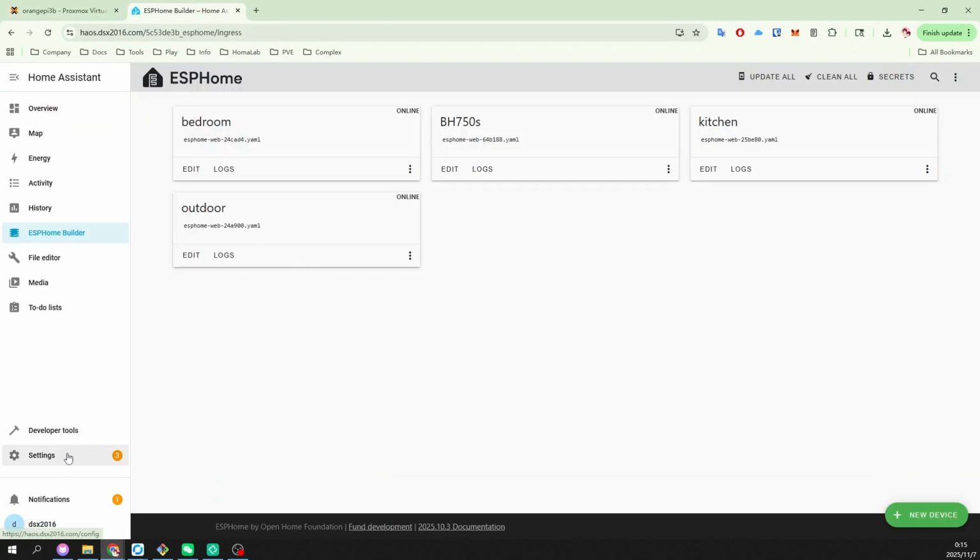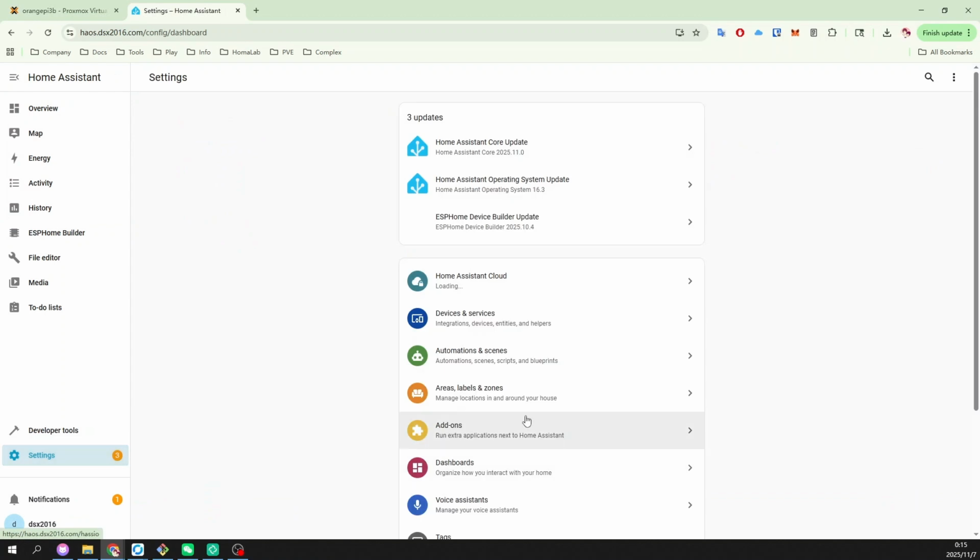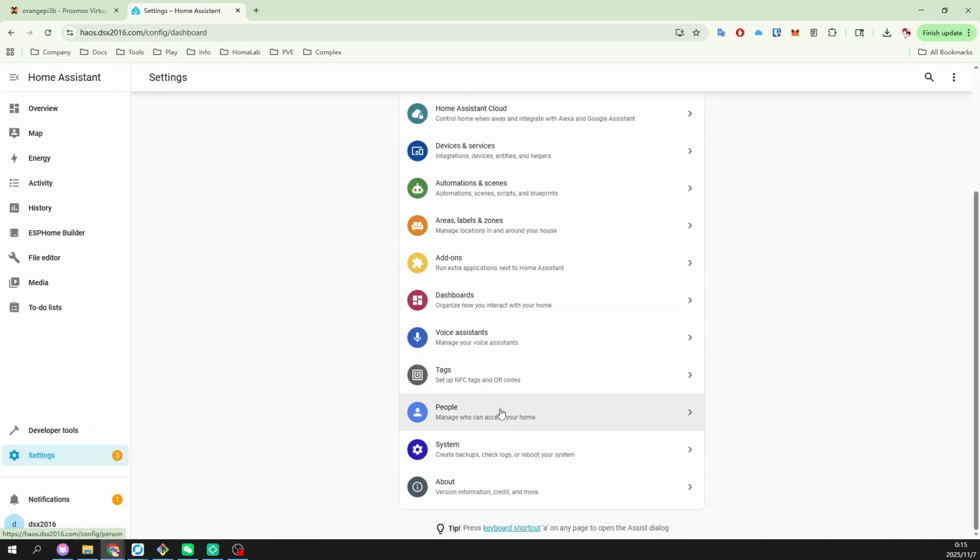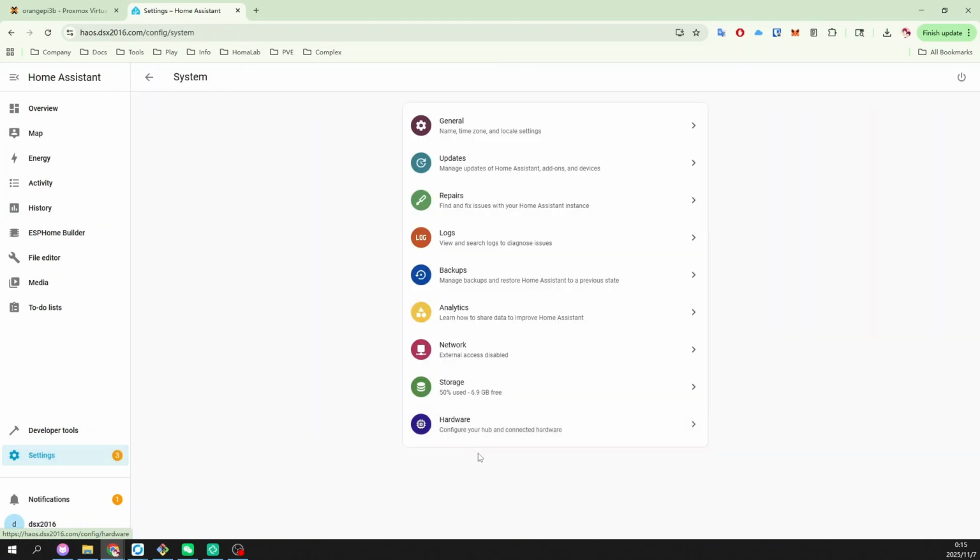Then we can see our system. System settings. Here is the storage.